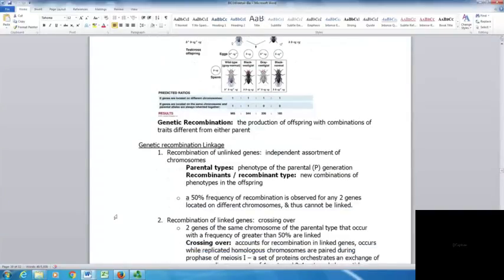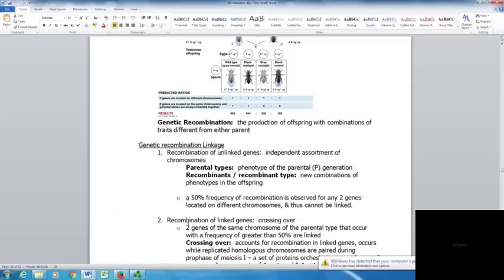So recombination of unlinked genes, when you have independent assortment of the chromosomes, will occur. Your parental type is the phenotype of the parent generation. Your recombinant type is the new combination of phenotypes in the offspring. If you're looking at any two genes located on different chromosomes, there's a 50% frequency of recombination. So they cannot be inherited together. It's a 50-50 chance for each of those that you would inherit them in that gamete.